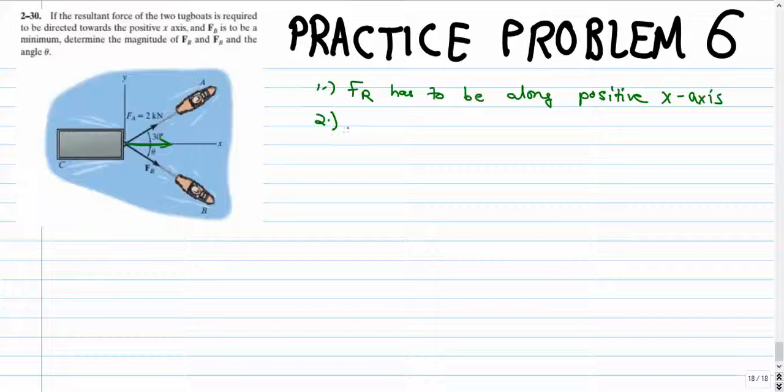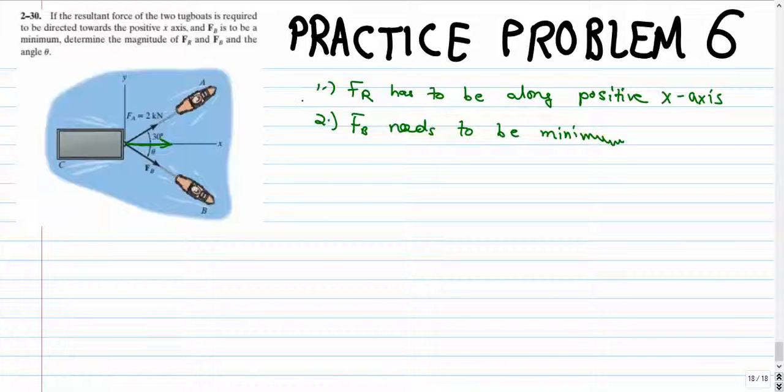The second condition is that Fb needs to be minimum. So in order to achieve that, the length of this Fb vector has to be the smallest. And is there any other condition? No, that's it. Okay, so from the first condition, what do we understand from the first condition?